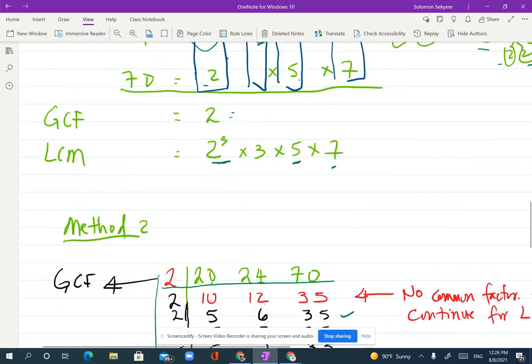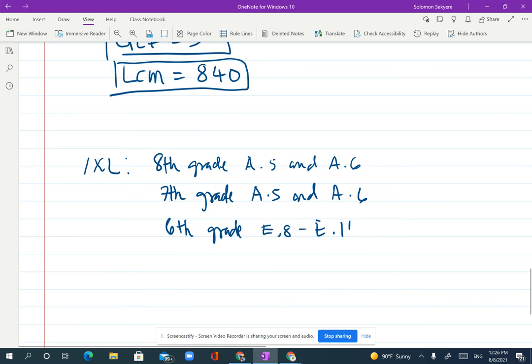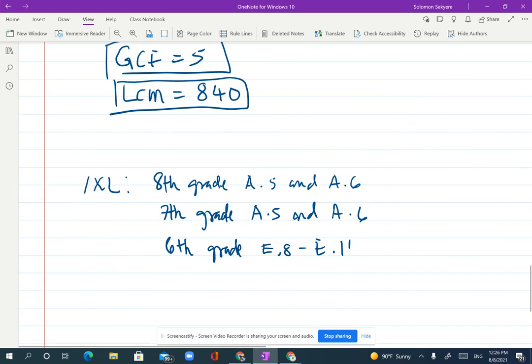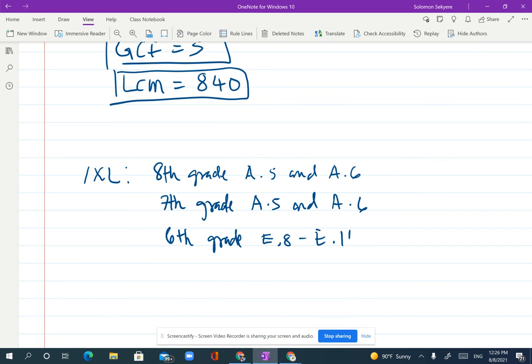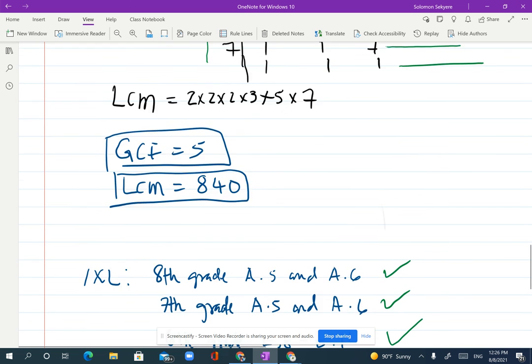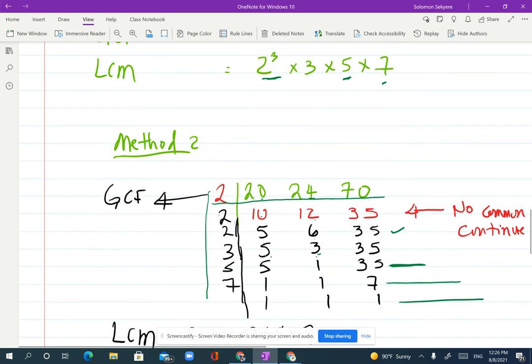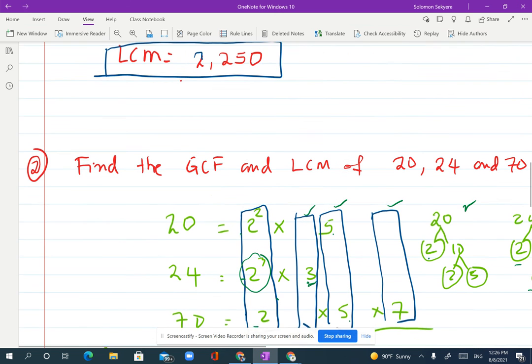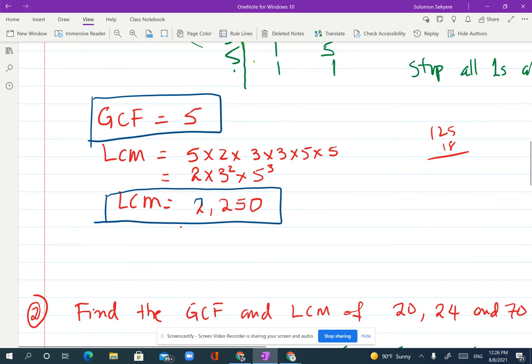So that's a quick review of LCM and GCF. And for IXL practice, write these down. Go ahead and practice. Pause the video. Review it. See if you get the same answers as I did. If not, retry until you master it. We'll be using this to solve word problems.